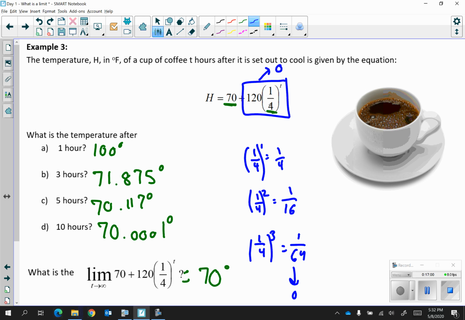Now, do you need to do all this work in blue? Absolutely not. You put the equation in your calculator, you go to the table of your graph, and all you have to do is keep scrolling down to where your x values are getting larger and see if a pattern is emerging. Like here, clearly my numbers are going down to 70.